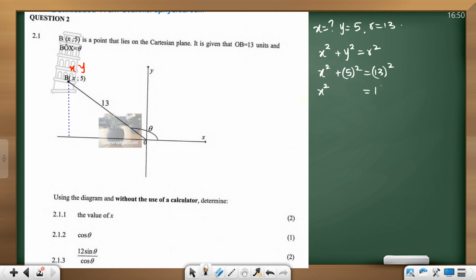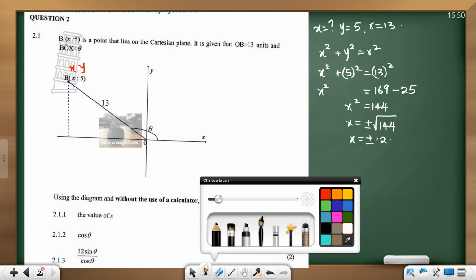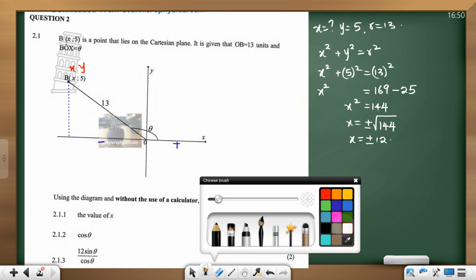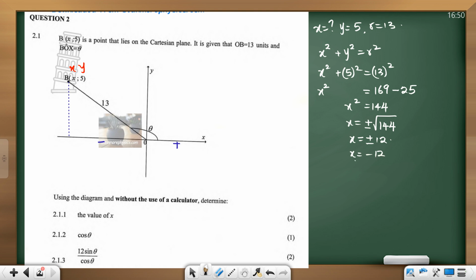Now, 13 squared will be 169, 25 is 5 squared, and this gives us 144 for x squared. But what is x? x is plus or minus the square root. Please take note. In maths, if you are introducing the square root, then it becomes plus or minus. x is equal to plus or minus 12. I'll go back to my diagram and check which value of x I should be getting. Positive there, negative there. I'll have to use negative 12. Please take note. Always use the Cartesian plane.